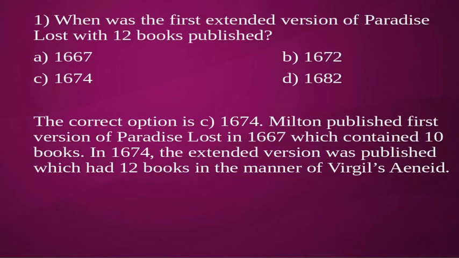The correct option is C, 1674. Milton published the first version of Paradise Lost in 1667, which contained 10 books. In 1674, the extended version was published, which had 12 books, in the manner of Virgil's Aeneid.